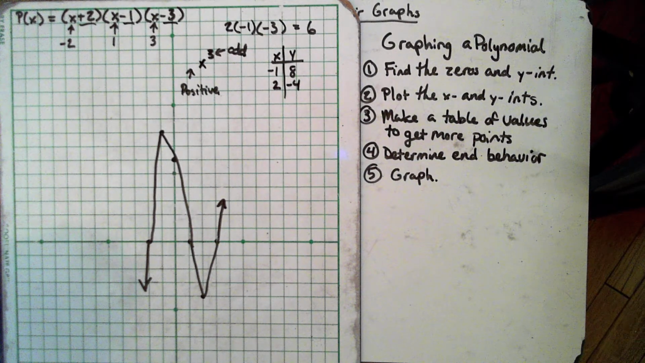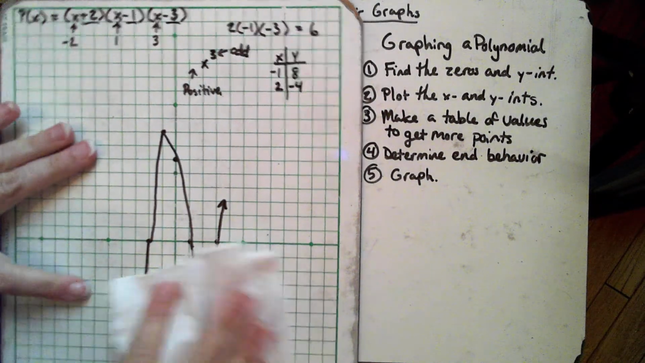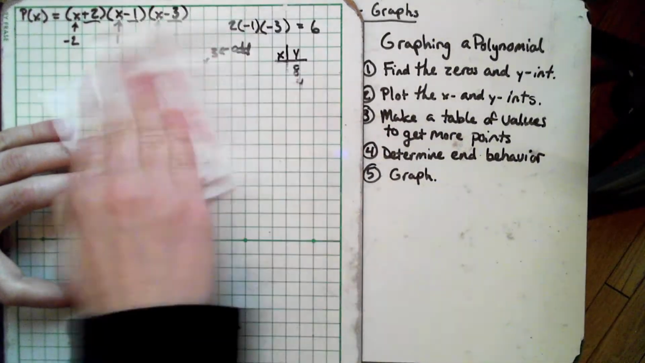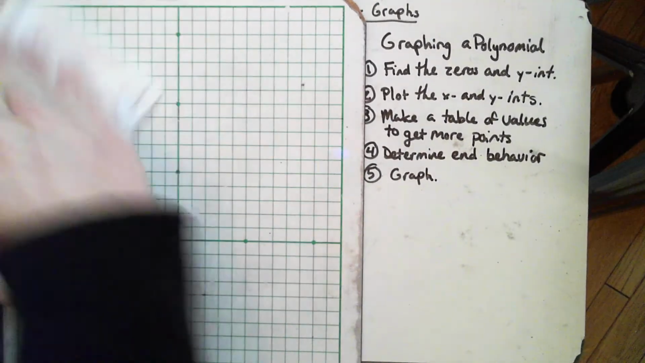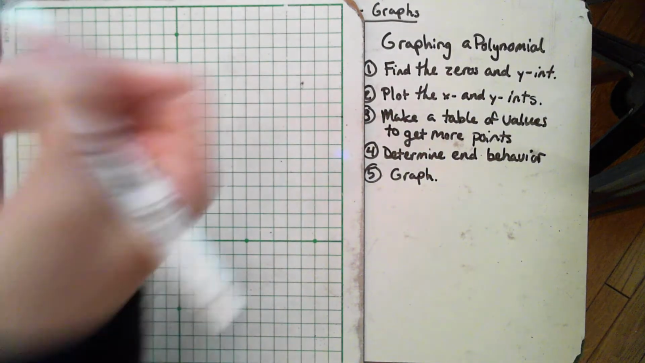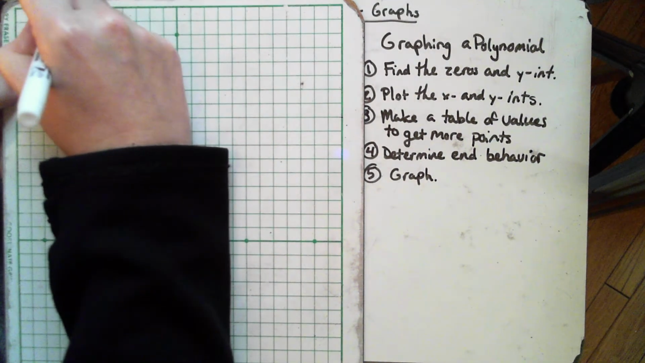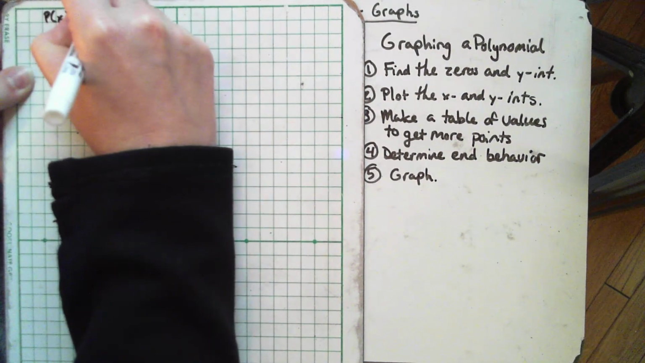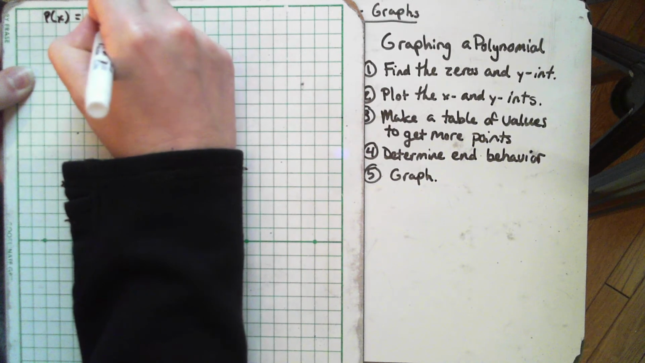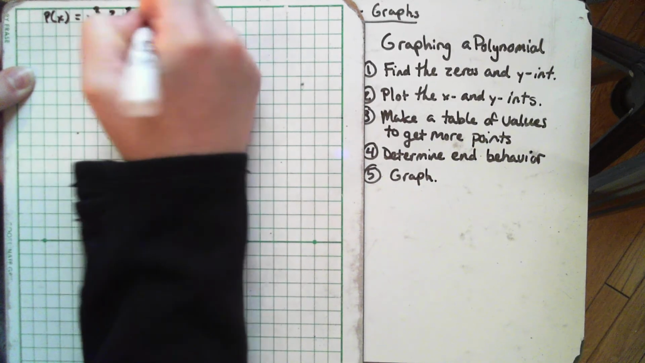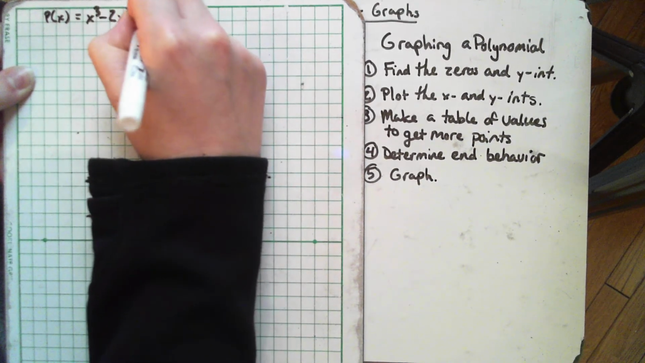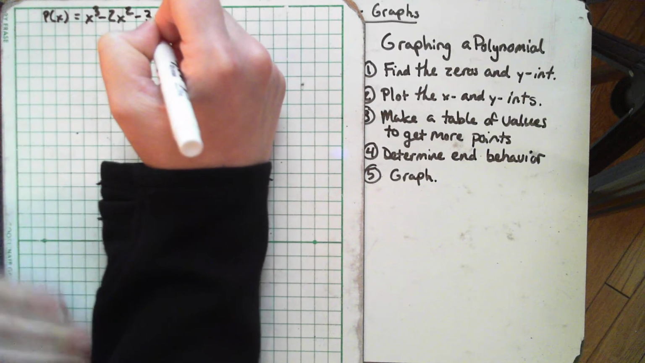Let's look at one more function just to make sure you understand what's going on. This one, they didn't actually give me the factored form, so I have to factor first in order to find those zeros. So the function I'm given is p of x equals x cubed minus 2x squared minus 3x. Okay?